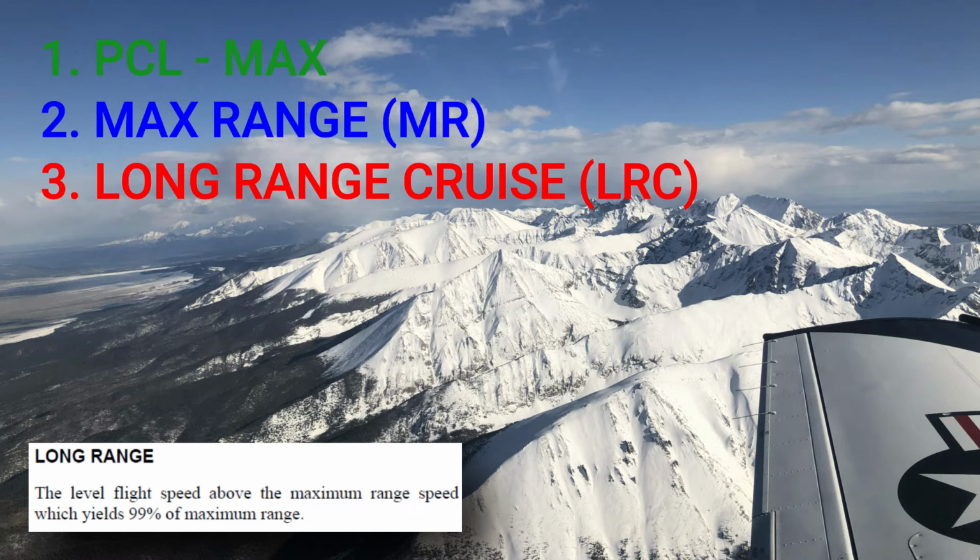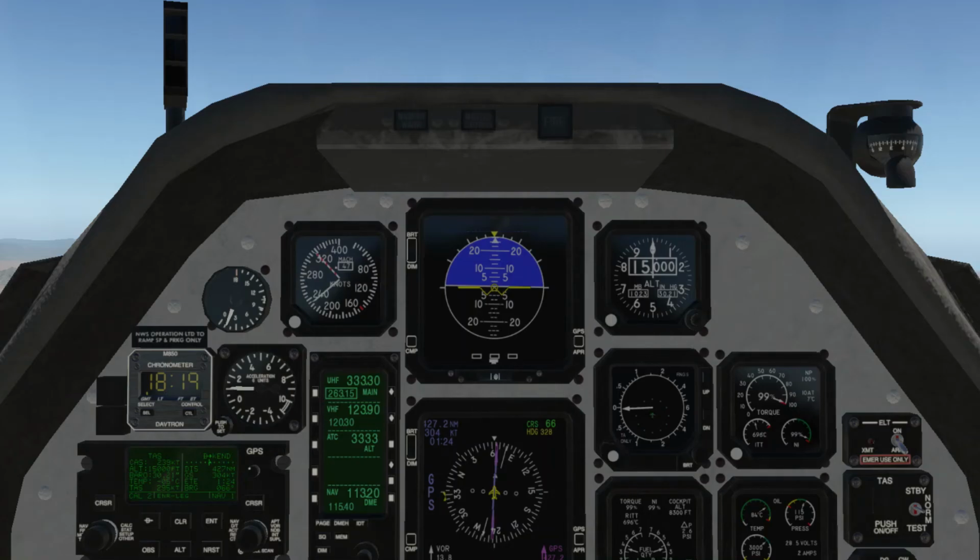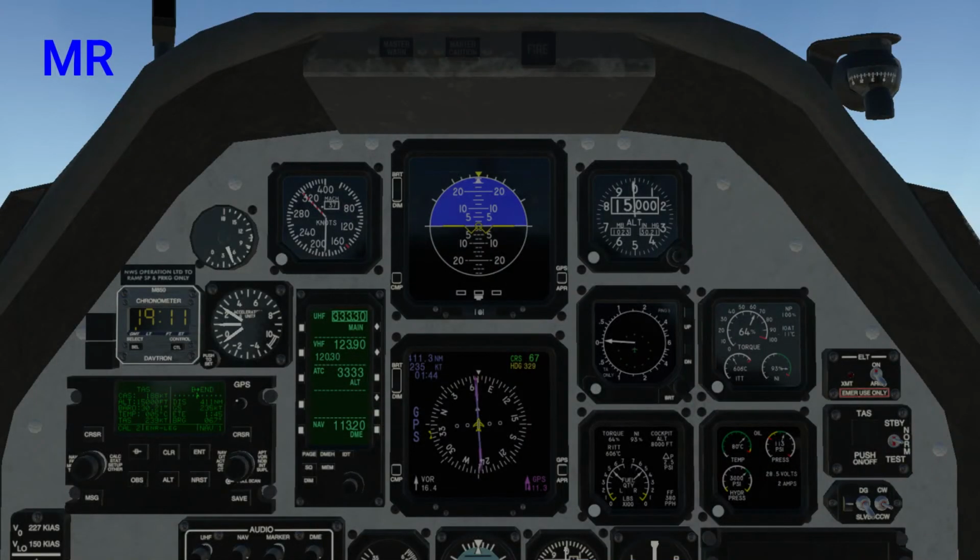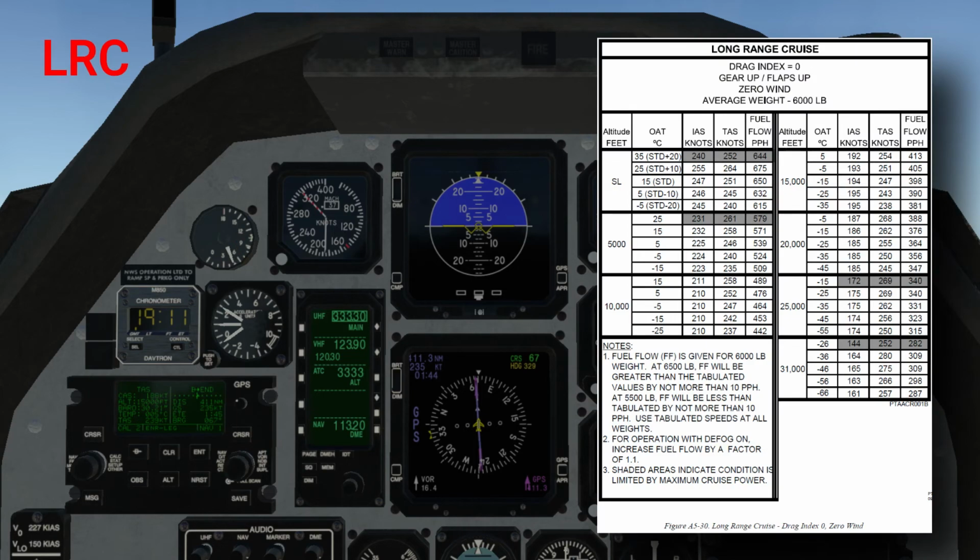a significant time savings. If you park the PCL in max for the cruise portion of the flight, the distance you can fly is greatly decreased. A much better option, especially if trying to fly further than about 300 nautical miles, is to either fly max range, as indicated on the AOA gauge, or long range cruise.